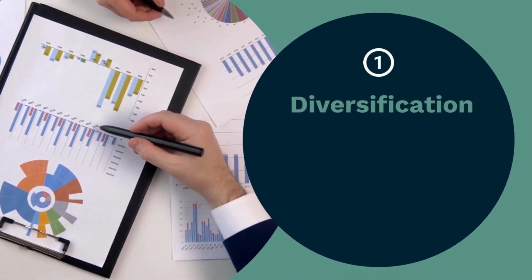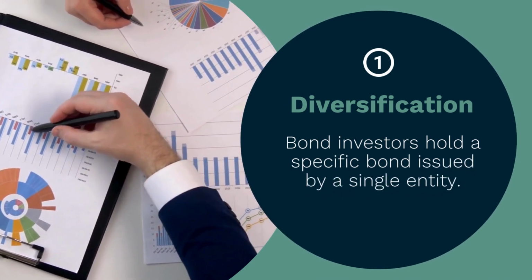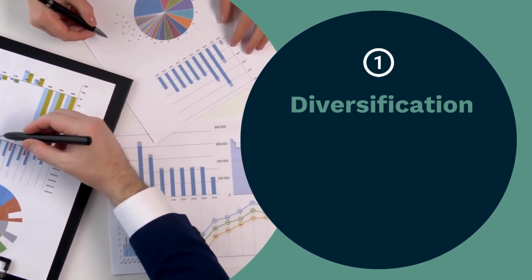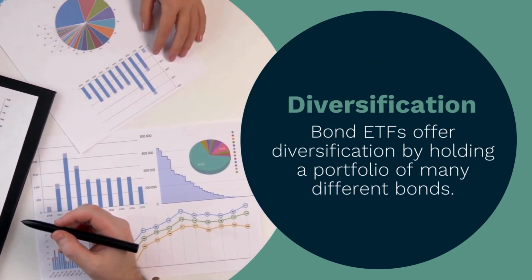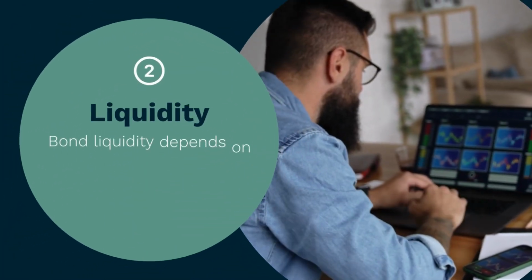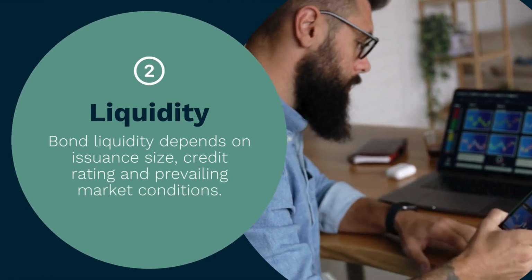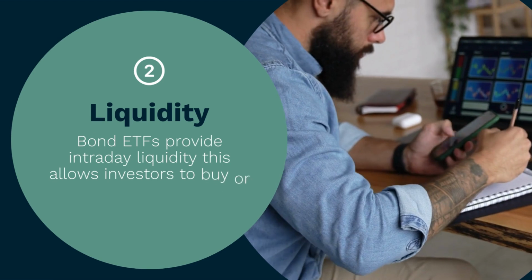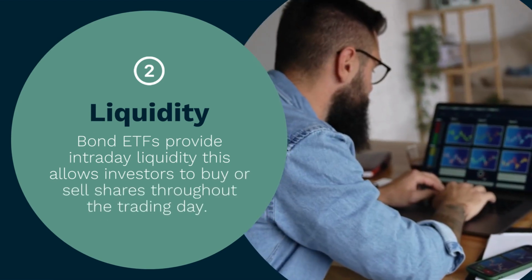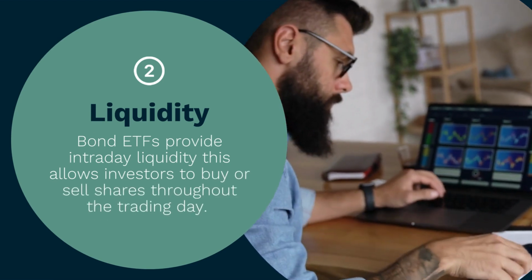Diversification. Bond investors hold a specific bond issued by a single entity. Bond ETFs offer diversification by holding a portfolio of many different bonds. Liquidity. Bond liquidity depends on issuance size, credit rating, and prevailing market conditions. Bond ETFs provide intraday liquidity. This allows investors to buy or sell shares throughout the trading day.